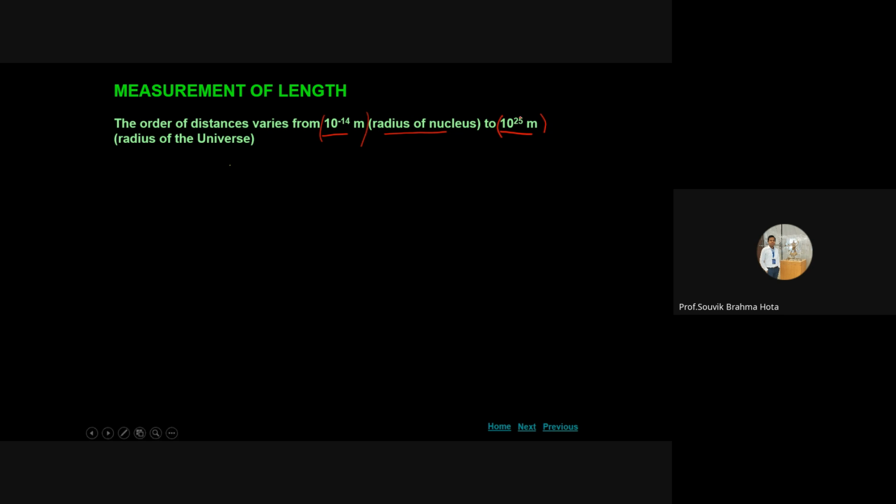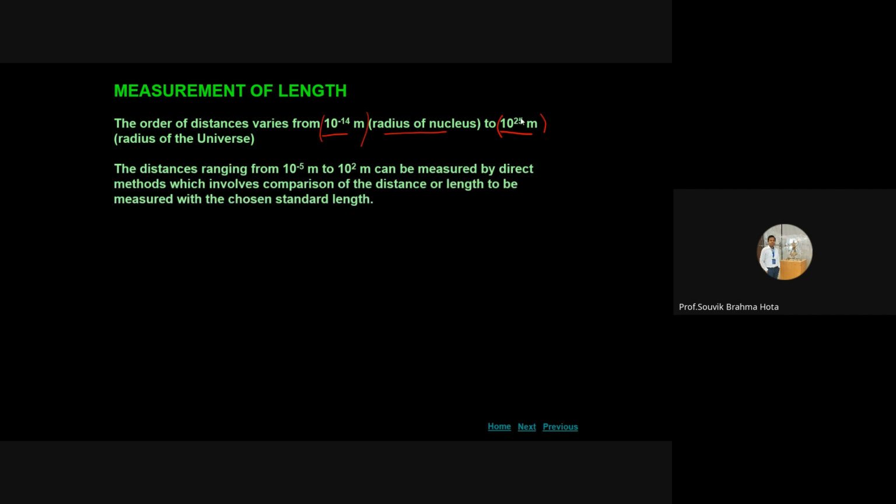10 to the power 25 meter. Okay, so the distance ranging from 10 to the power minus 5 meter to 10 to the power 2 meter can be measured by direct method. Direct method means what? Direct method involves comparison of the length to be measured with a standard length like a meter scale, or maybe some different thing you can measure directly.